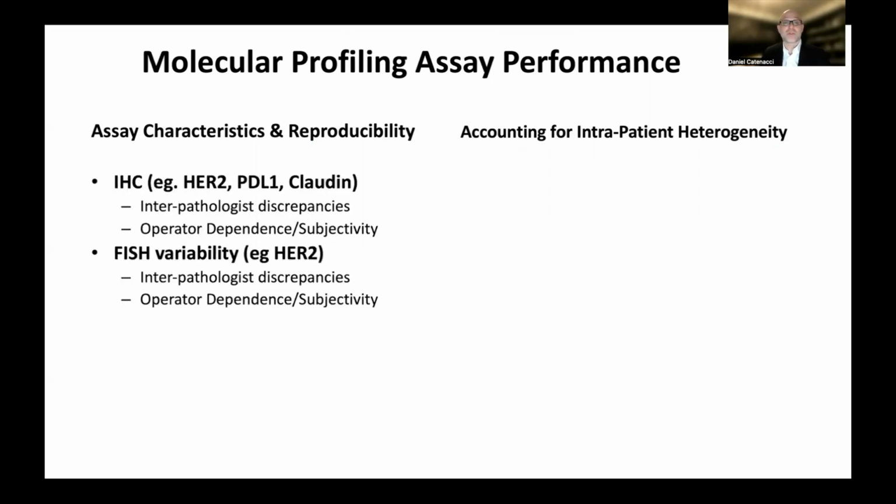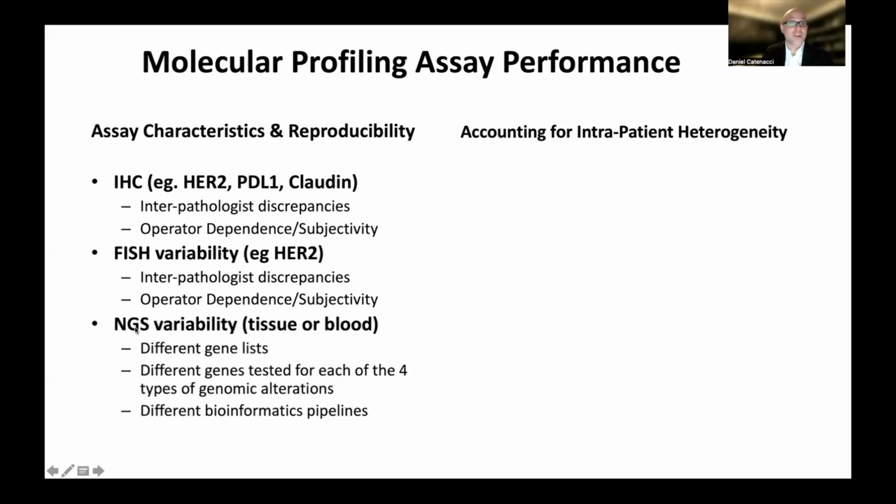And so immunohistochemistry, looking at various protein biomarkers, as well as FISH, looking at gene copy number, has interpathologist discrepancies well documented, and I'll show you some examples of that. There's some subjectivity in terms of reading the slides from the pathologist in terms of saying whether it ultimately is positive for a given biomarker or not.